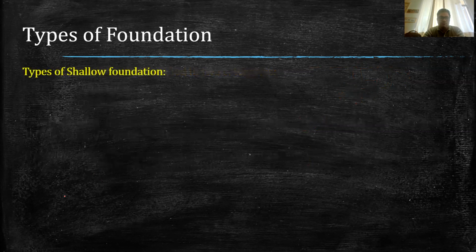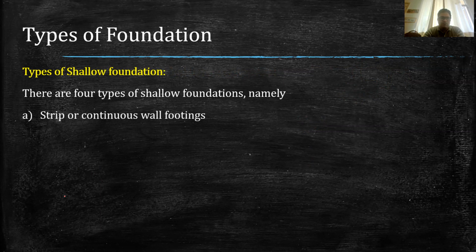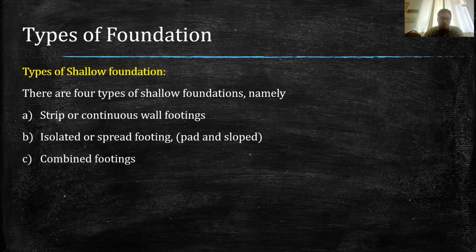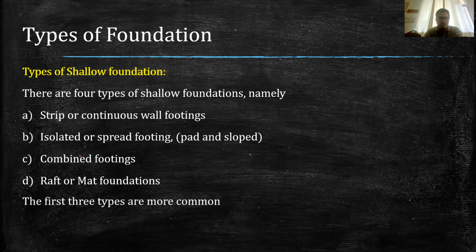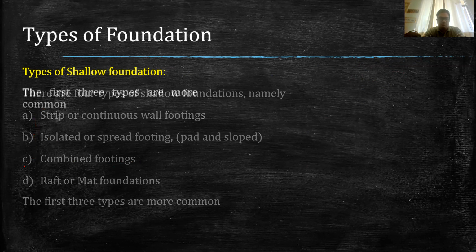So first, we will discuss the shallow foundation. Shallow foundations are basically of four types. One is strip foundation, isolated footing, combined footing, and raft footing or mat foundation. So these are the basic four categories of the shallow foundation, and even in these four types, the first three are very common in buildings. So we will discuss each foundation one by one.